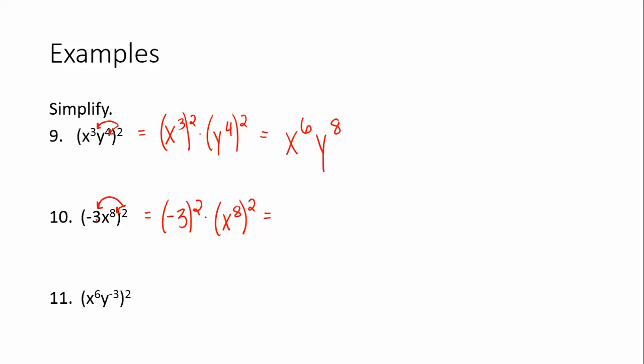Notice the negative is inside the parentheses here, so it is the negative 3 that's being squared. Negative 3 times negative 3 is 9. Here we have power raised to a power, so we multiply, and we get x to the 16th. So we have 9x to the 16th.